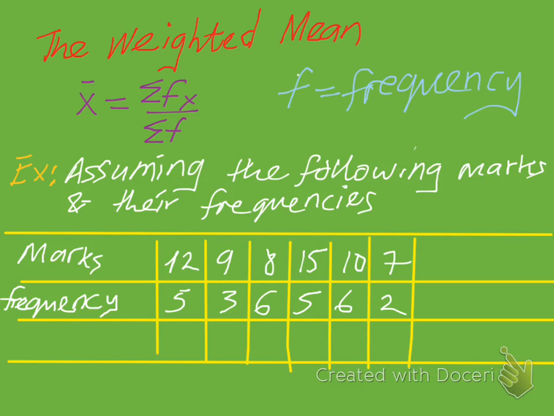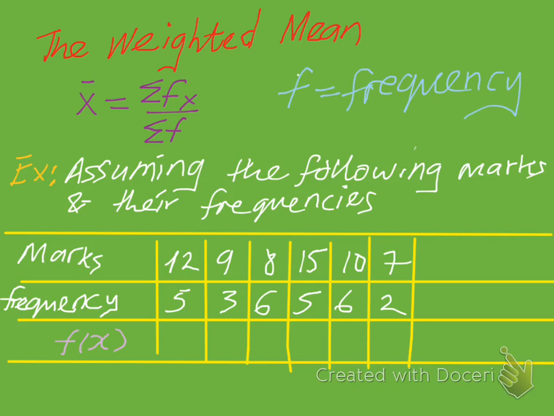Okay. So you see, from the formula, we have to calculate f of x. That's each mark multiplied by its frequency. This gives you the total of the 12s, total of the 9s, and the total of each mark. So f of x means each mark multiplied by its frequency. X is the mark, f is the frequency.